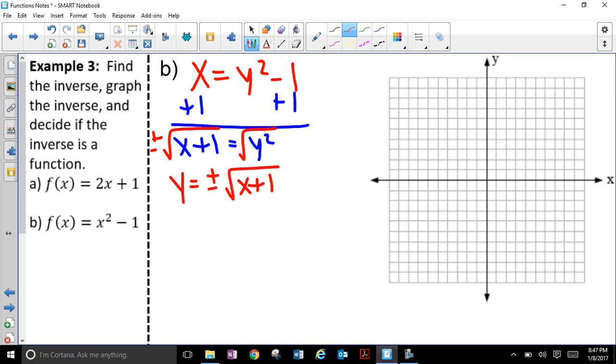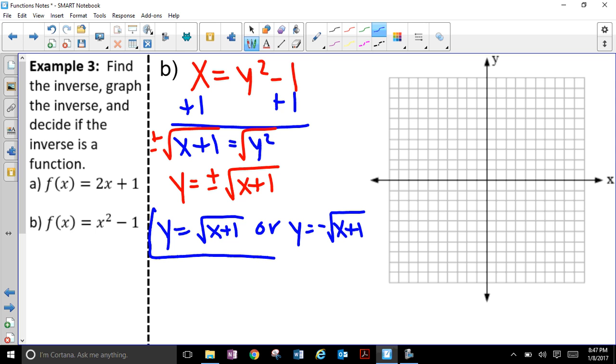But remember, that means we've got two possible answers. y equals positive radical x plus 1, or y equals negative radical x plus 1. Okay. Now, I already know with this plus minus situation that we're going to have a sideways problem when I graph them together. So that means it's not going to be a function, so I'm going to leave my y's there. We're not going to put the f^-1 stuff. Okay, so we found the inverse.